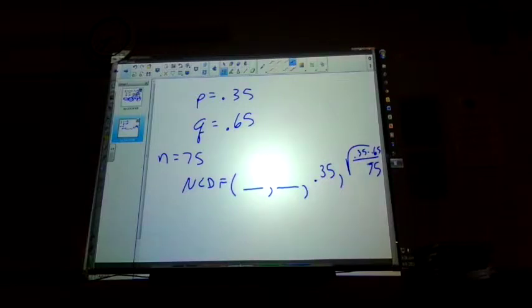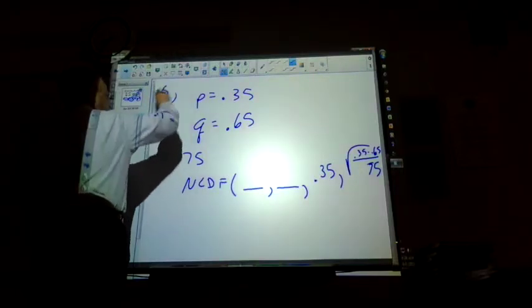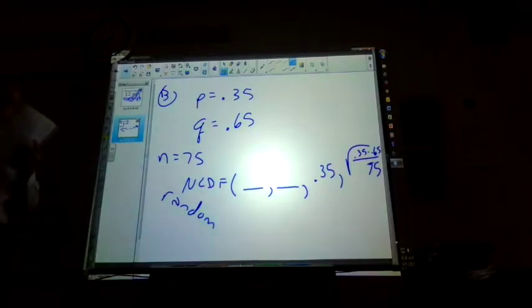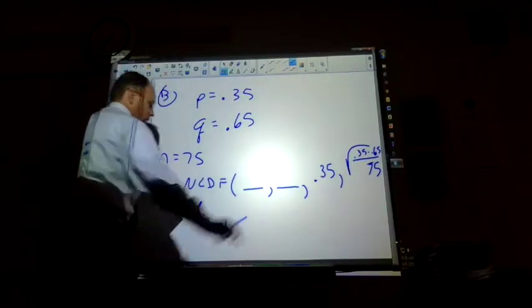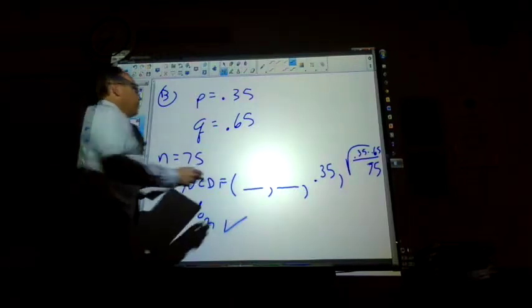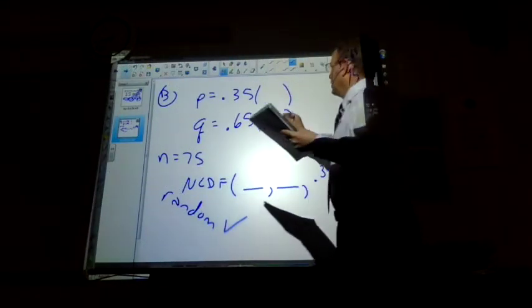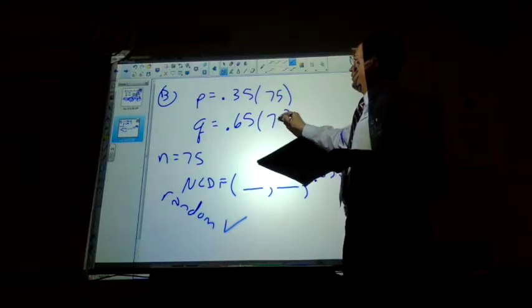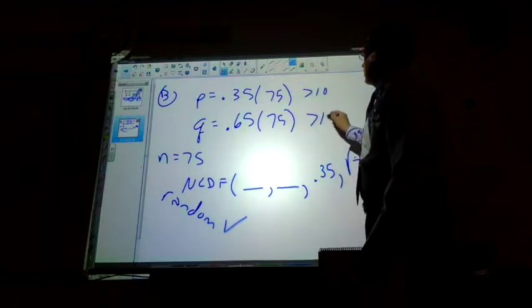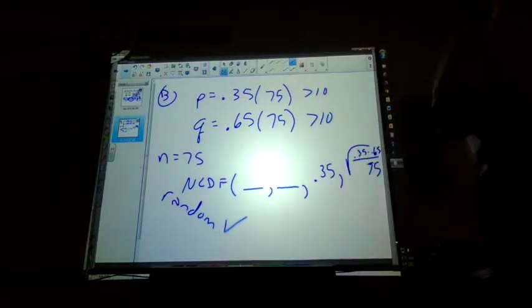Okay, good. All right, so let's see this other one. Letter B. Let's make sure that it all works. Is it random? It says it examines a random sample of 75 athletes. Well, sounds random. And then if we go this times the 75 and this times the 75, that's greater than 10 and that's greater than 10. So that passes that test.